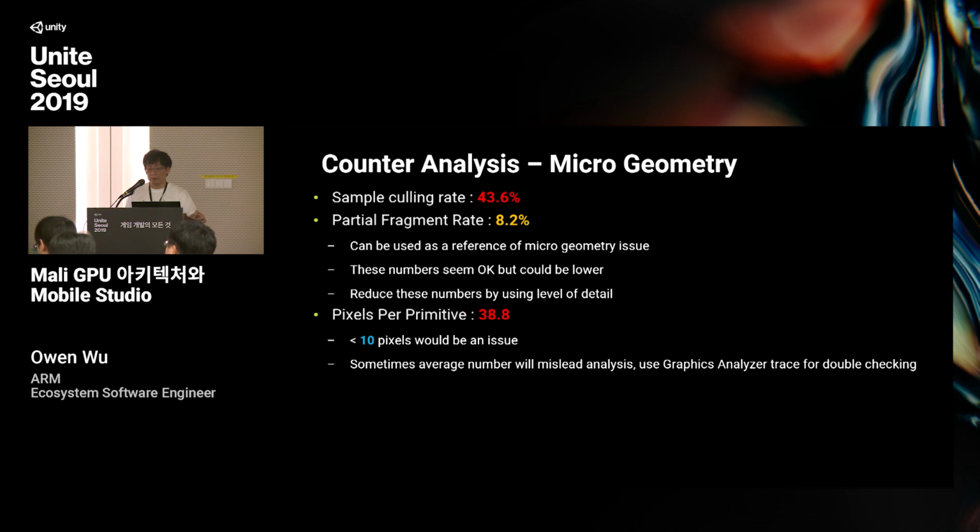Any number under 10 will be an issue, but since the number of pixels per primitive is an average number, sometimes it will mislead the analysis, because one huge primitive with some small primitives may result in a good average number. So you had better use a graphics analyzer to double check it.